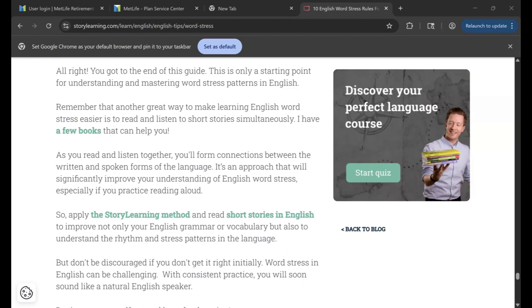Story learning method. Read short stories in English to improve not only your English grammar or vocabulary, but also to understand the rhythm and stress pattern in language.